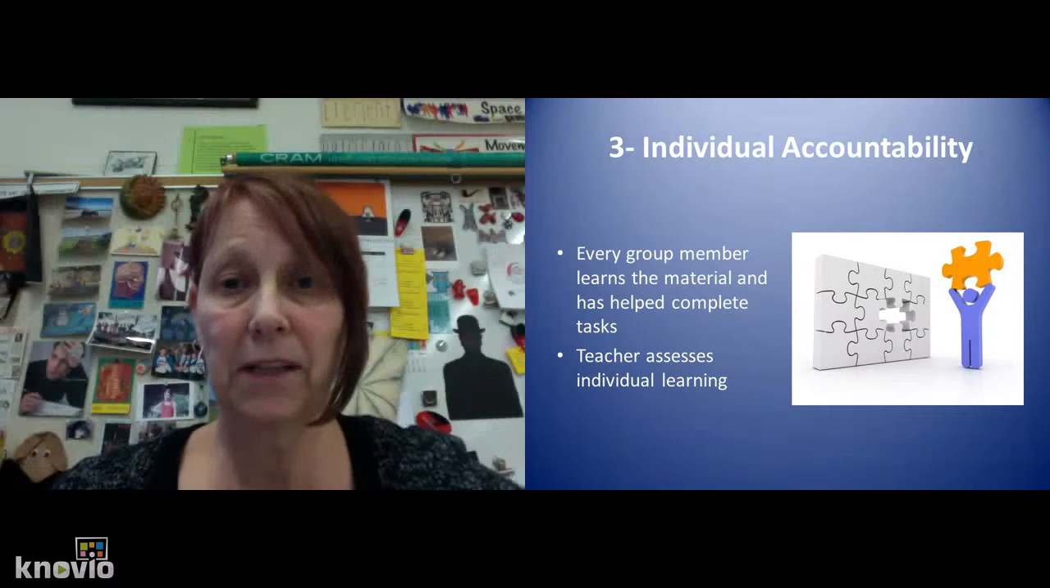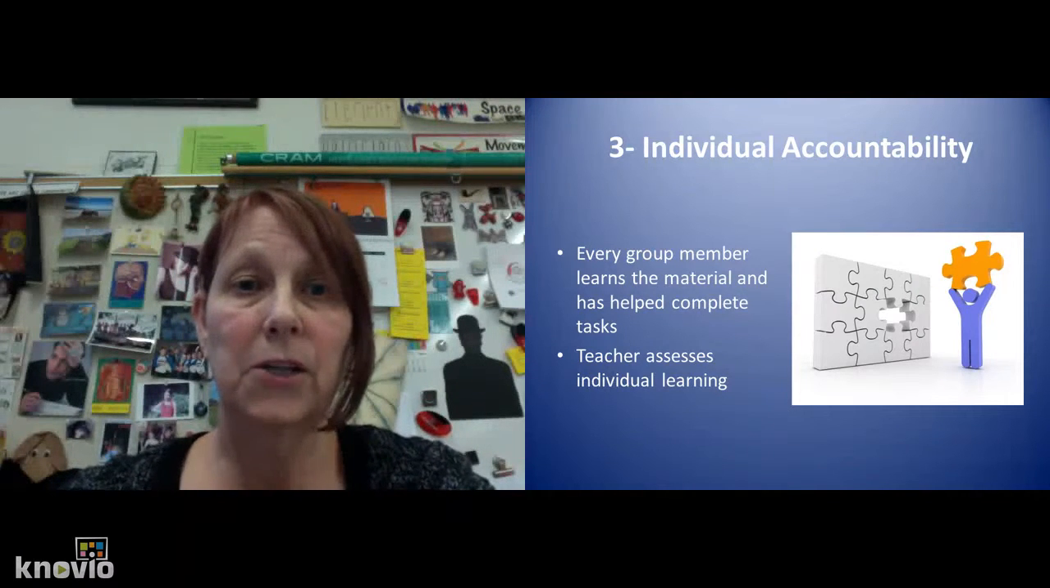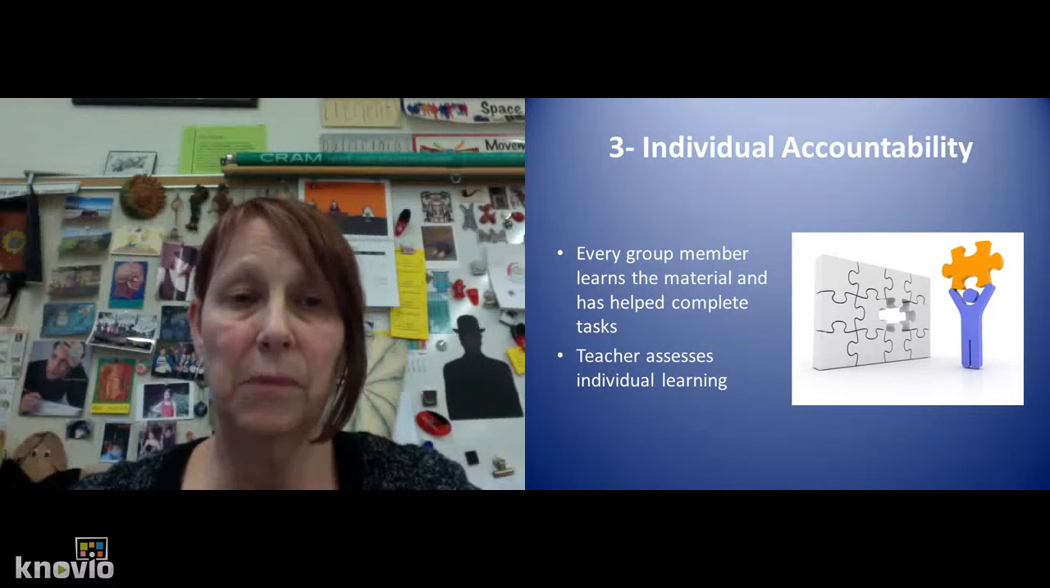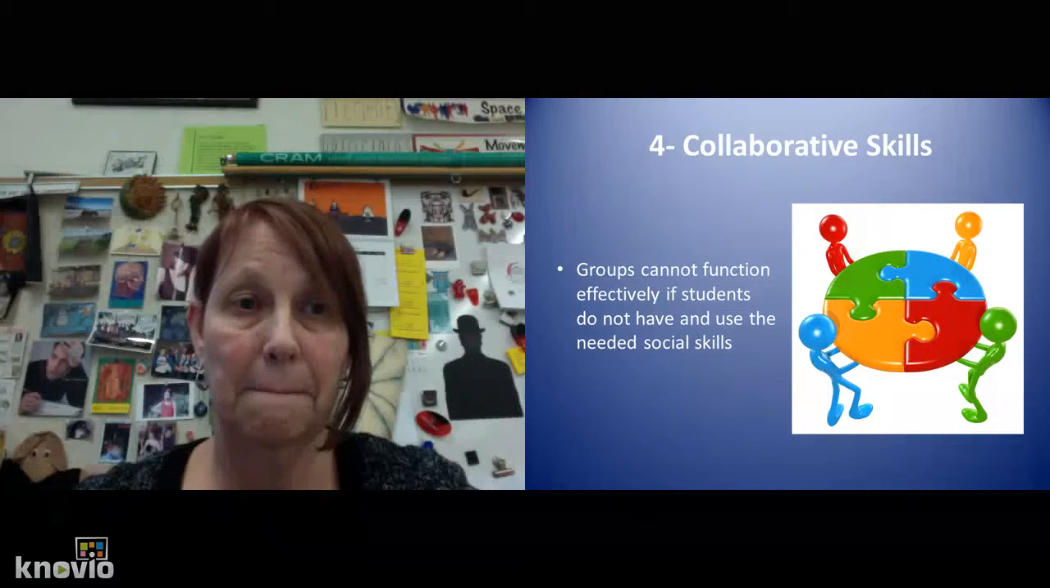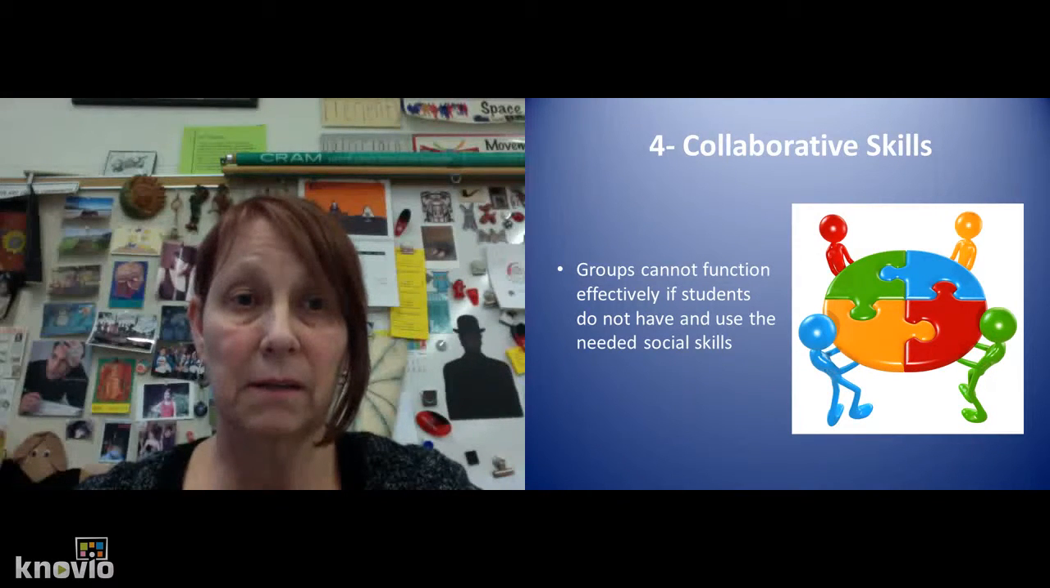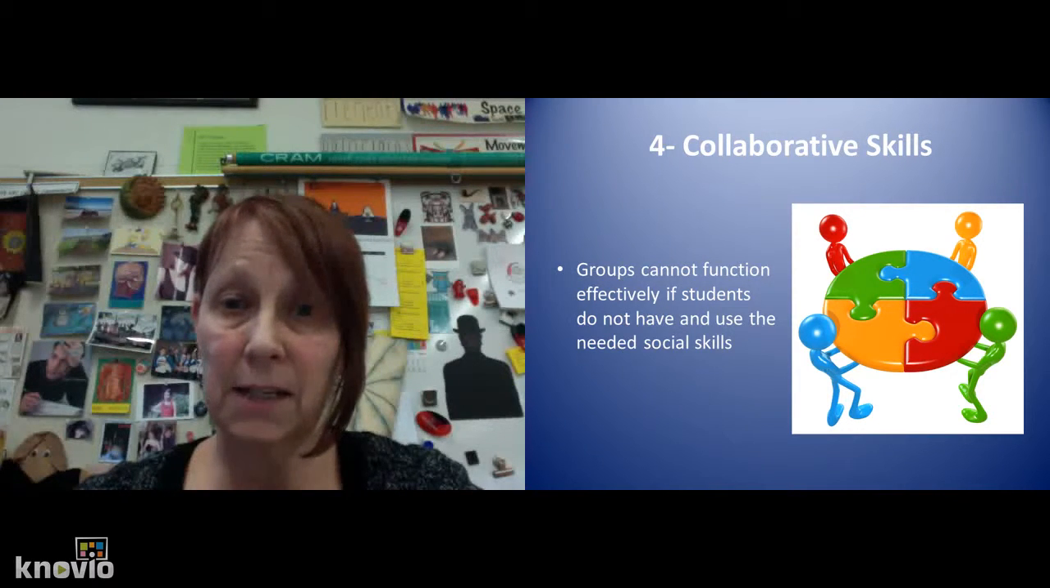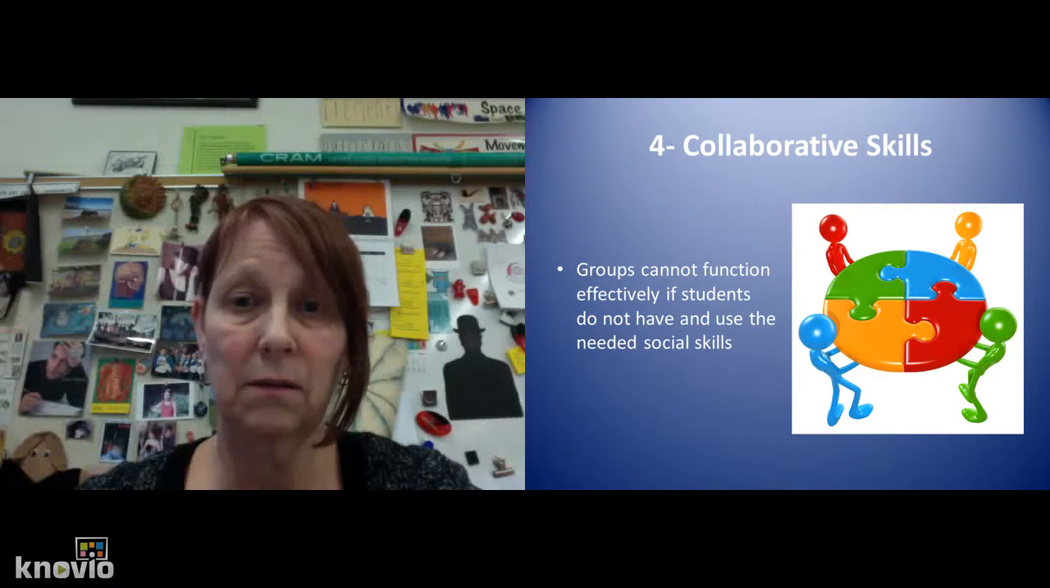Individual accountability. Teachers may structure individual accountability by giving an individual test to each student or randomly selecting one group member to give the answer from the group. Collaborative skills. Teachers need to teach the social skills as purposefully and precisely as the academic skills.